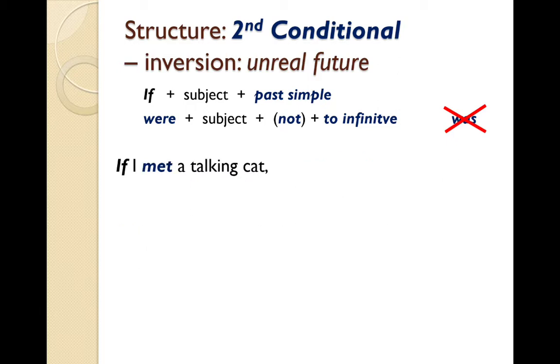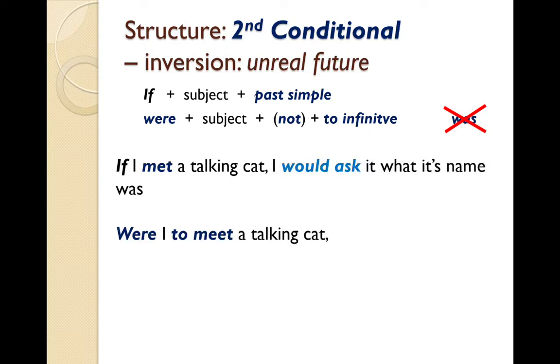If I met a talking cat, I would ask it what its name was. So if becomes were and met becomes to meet. Were I to meet a talking cat, I would ask it what its name was. So there you go. That is everything you need to know about the second conditional.